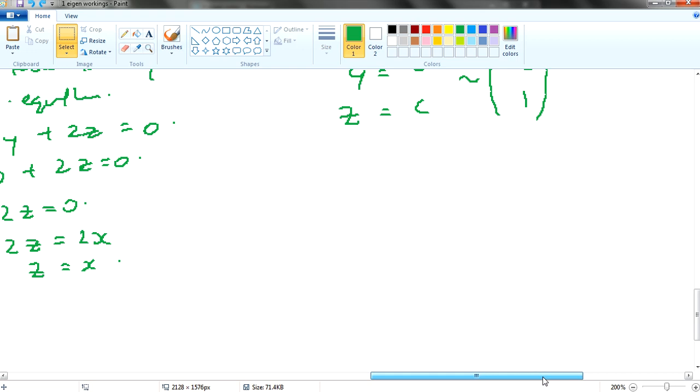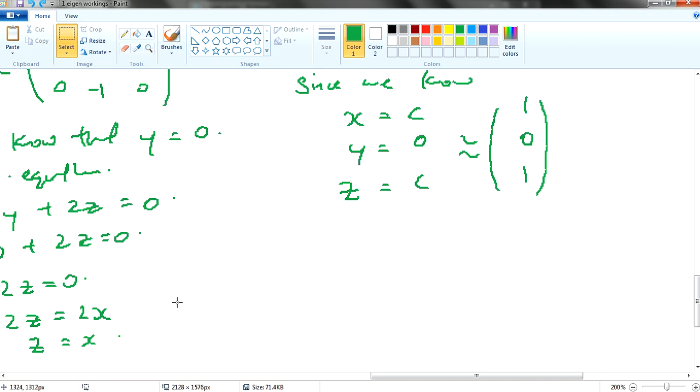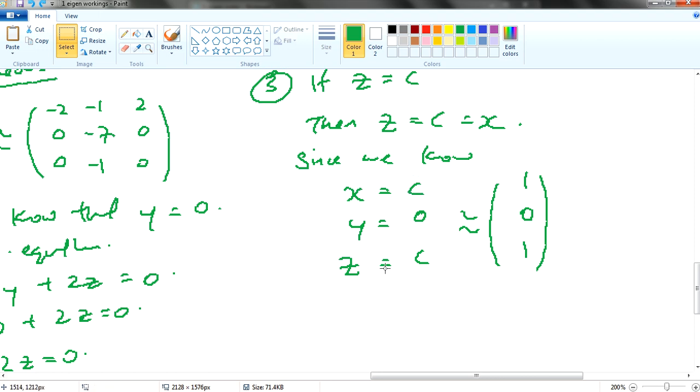So now we do the same thing again. We just sub in z is equals to any constant c. We take z as any constant c. Since z is equals to c and z is also equals to x, then x equals to c, y equals to 0, as we know over here, and z equals to c, and therefore we have 1, 0, 1.